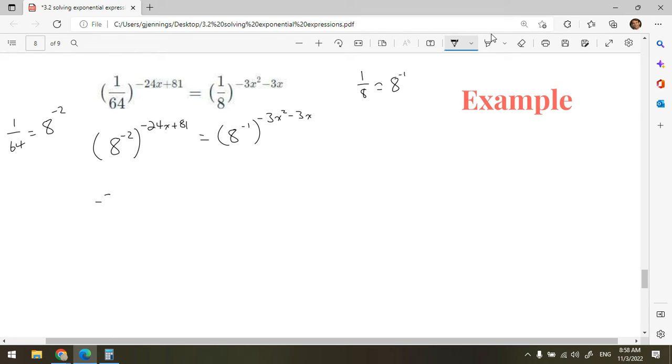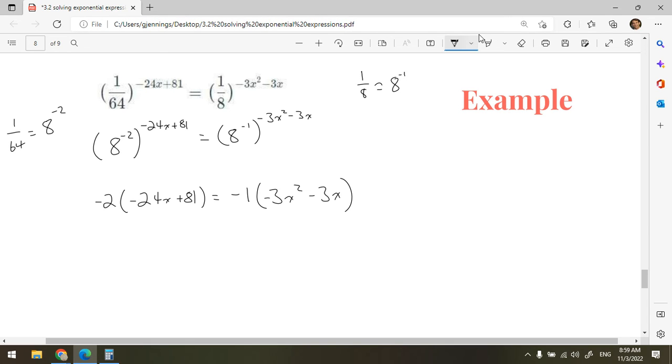So now I know that negative 2 multiplied by negative 24x plus 81 is equal to negative 1 multiplied by 3x squared, but it's negative, minus 3x. So I'm just going to equate my exponents at this point. 8 to the this stuff is the same as 8 to the this stuff. I just removed the base right away. So you have a choice. I can multiply this in and keep it as an exponent, and multiply this in and keep it as an exponent, or I can just write that stuff down and do the multiplication down here, rather than writing it as tiny little letters as the base. You want to see it the other way?